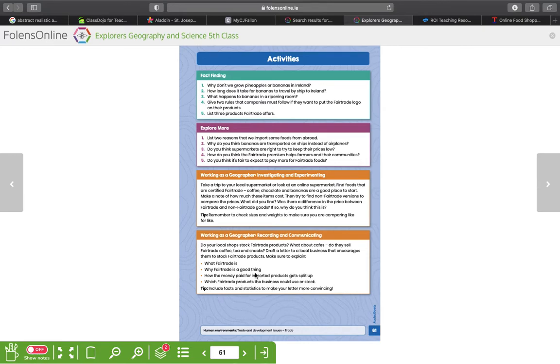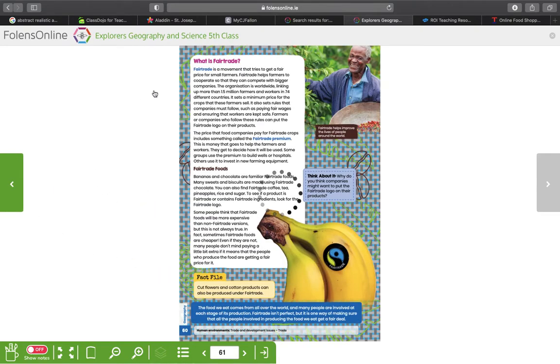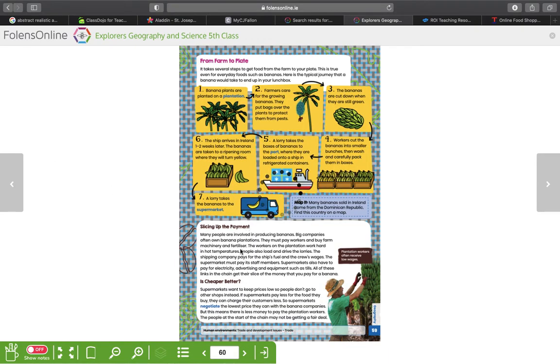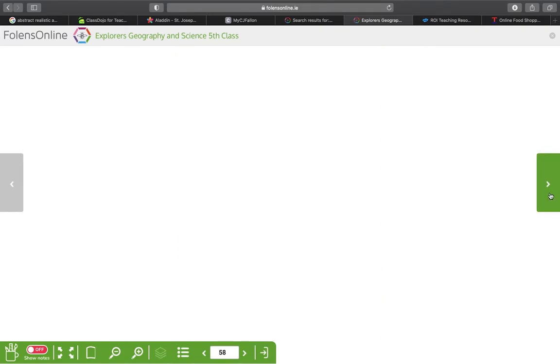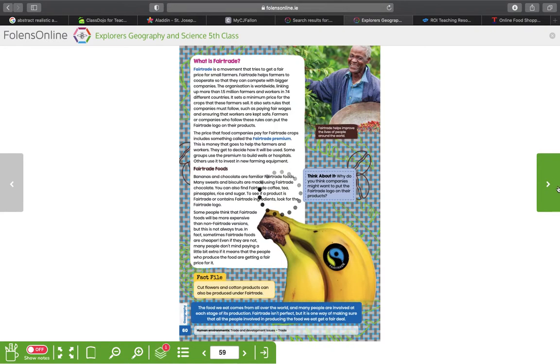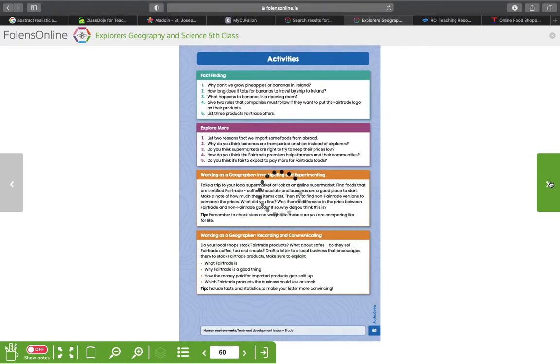We're going to make sure that we answer or hit on these 4 points in our letter, and we're going to try and use facts and statistics. There are facts and statistics in this chapter. For example, it links up more than 1.5 million farmers and workers in 74 different countries. It also has facts about how the payment is split up and so forth, but you can look up your own facts to add in to make it a better argument, to make your letter more convincing.